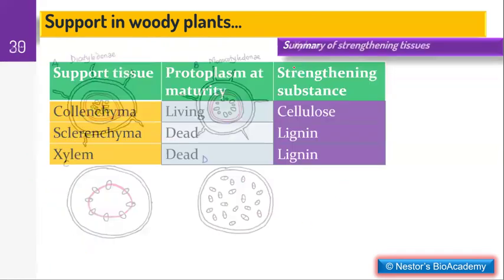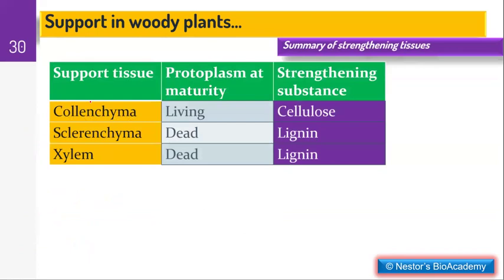So in summary, we have three main strengthening tissues contributing to support in woody plants. We have the collenchyma, we have sclerenchyma, and we have the xylem. The key thing to note is what strengthening substances, chemicals or compounds they always contain within them, what gives them the strength they need to support the shape and the upright stature of the plants.